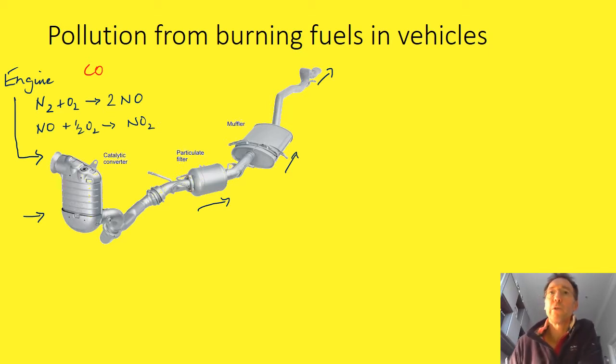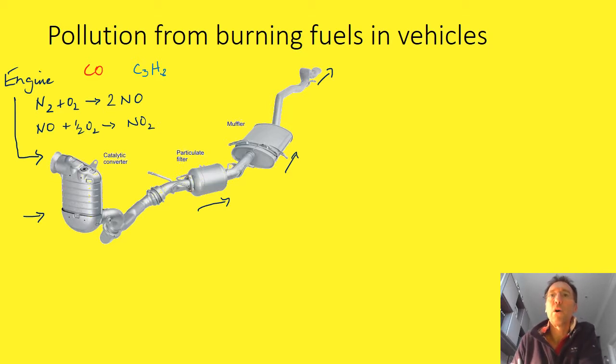And also, let's use a different color for unburnt hydrocarbons. Not all the petrol molecules or diesel molecules are burnt completely. So some of them, let's represent them as smaller hydrocarbons, let's say C3H8. Let's say we've got some unburnt hydrocarbons coming out here as well.